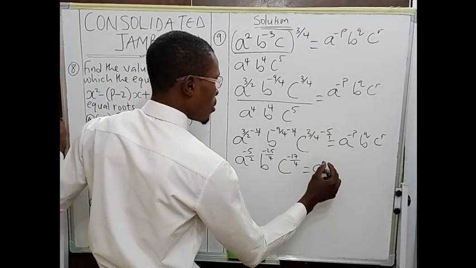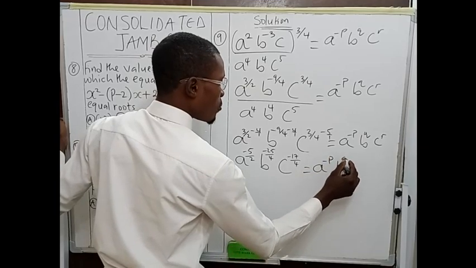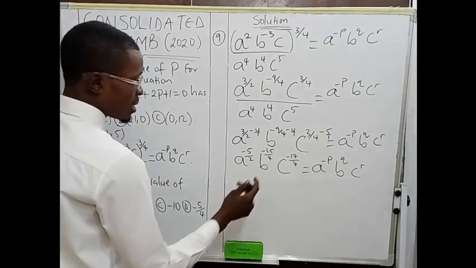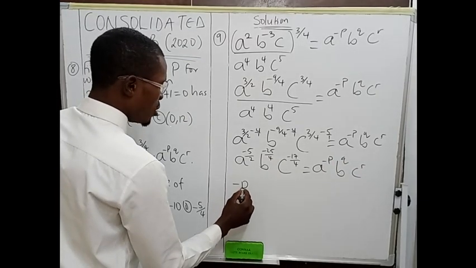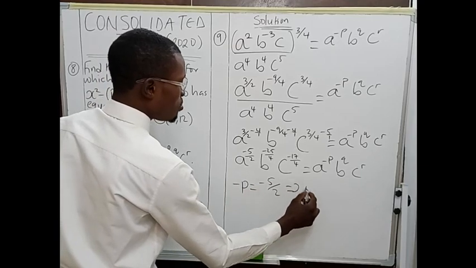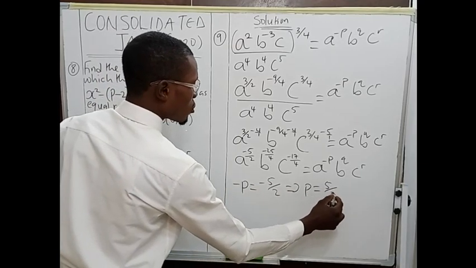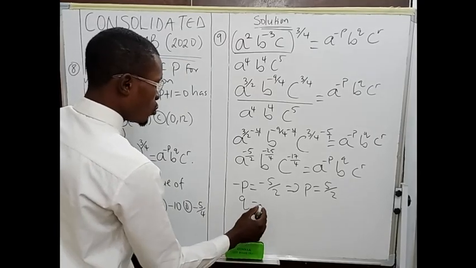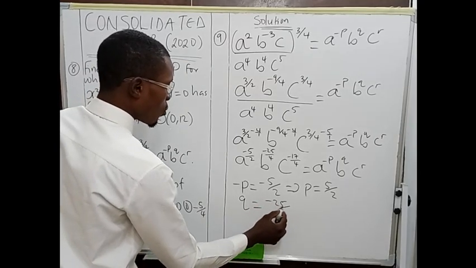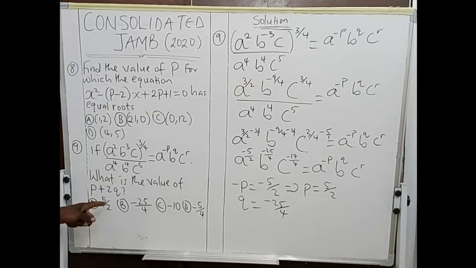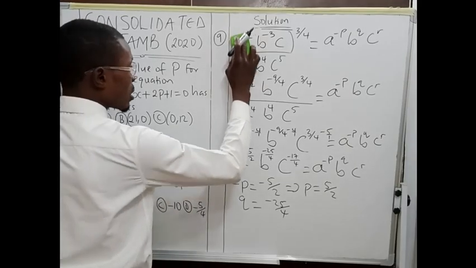Equals what? a to the power of minus p, b to the power of q, c to the power of r. Right? So when I compare the powers now, I'm going to have minus p equals what? Minus 5 over 2. This implies p equals 5 over 2. Then for q, I have q equals minus 25 over 4. Now I've gotten my value for p and q. I don't need r. So I simplify p and q now into this expression. I'll get my answer. Let me clean wipe this part.